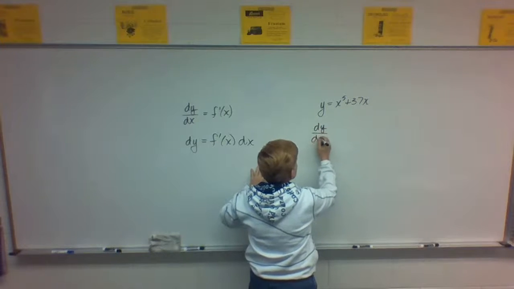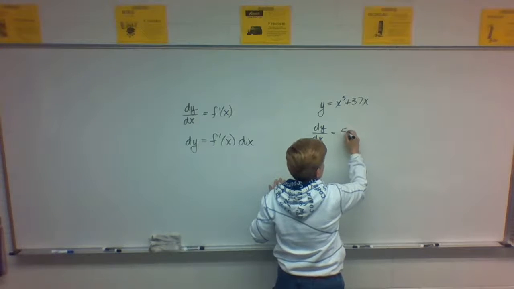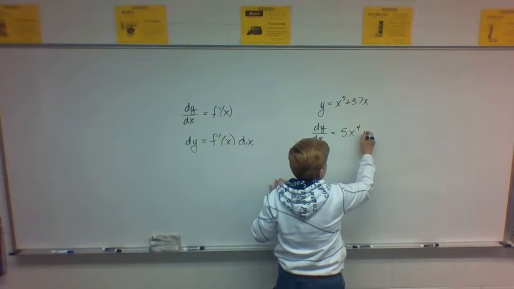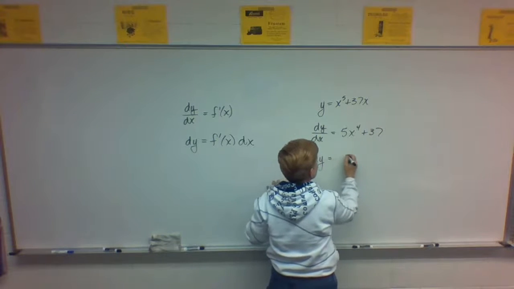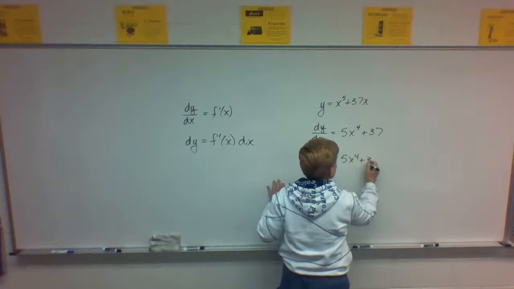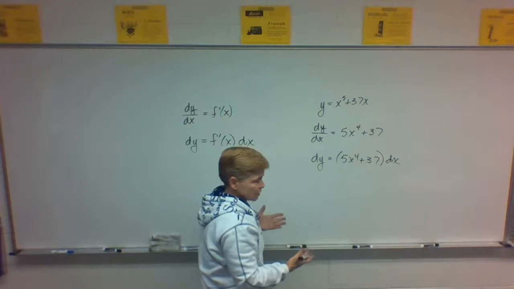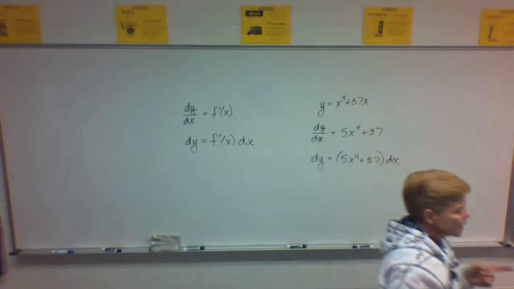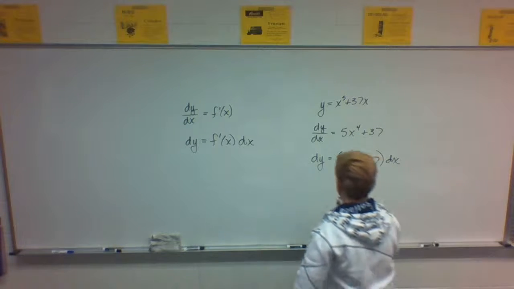dy dx would be equal to 5x to the fourth plus 37. And dy, the differential dy, would be 5x to the fourth plus 37 dx. That seem right? Okay, so on this function, it says, find it when x equals 1 and dx equals 0.01. That's not hard.